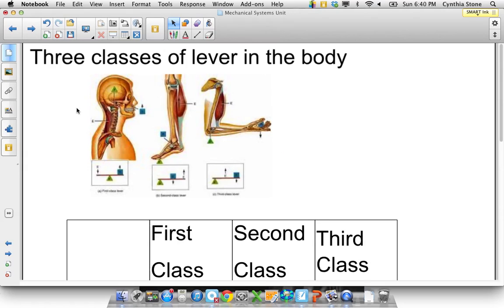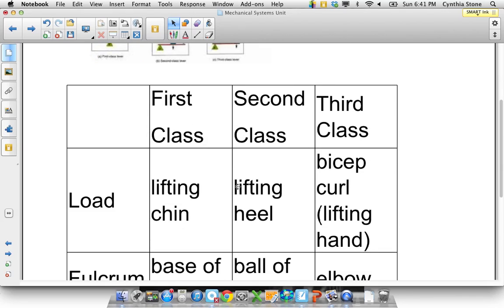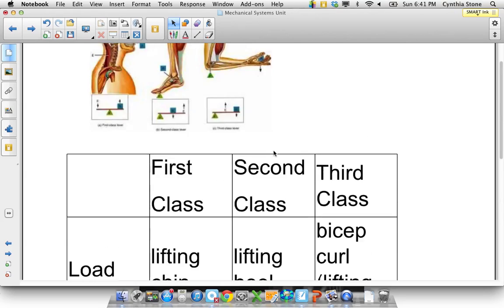Okay, so looking at the body, for example, I have a first class lever, a second class lever, and a third class lever. So I think you have this down in front of you. So in a first class lever, the example is lifting your chin. And let's just not think about the other two for now. So lifting your chin. So take a picture.